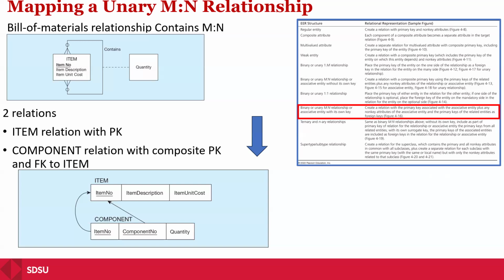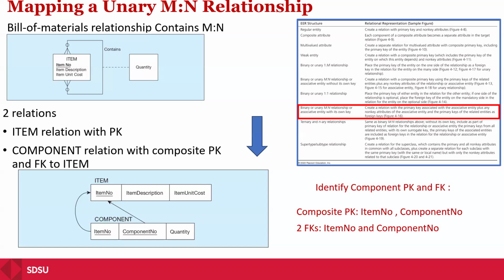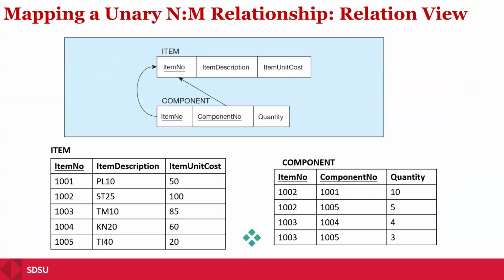Because in this case, we have a component part which has its own item number, but it also consists of multiple components which also have their own item numbers. So again, two fields, item number and component number, will reference the same item number in the main item relations. Okay, so we have a composite primary key here, item number and component number, and two foreign keys, item number and component number, two of the same actual fields.